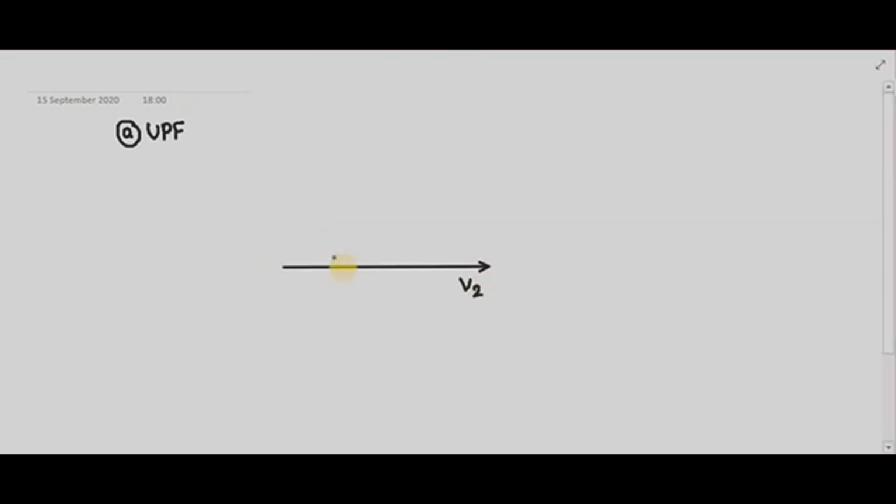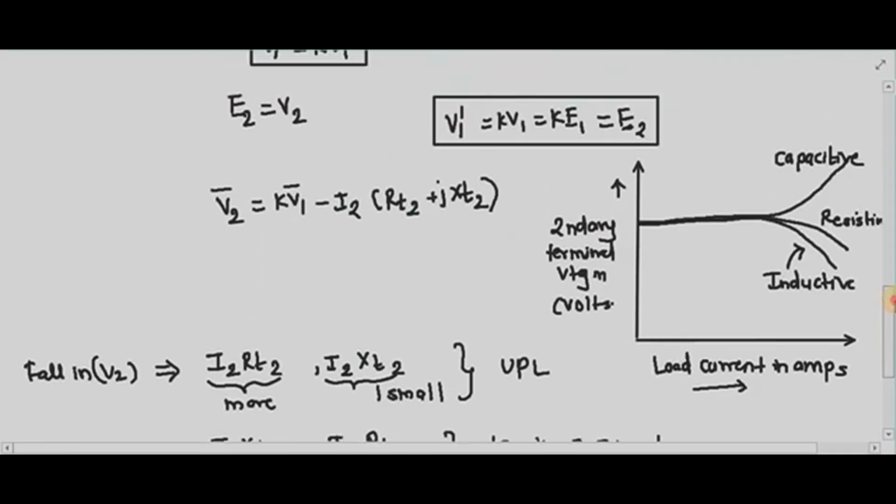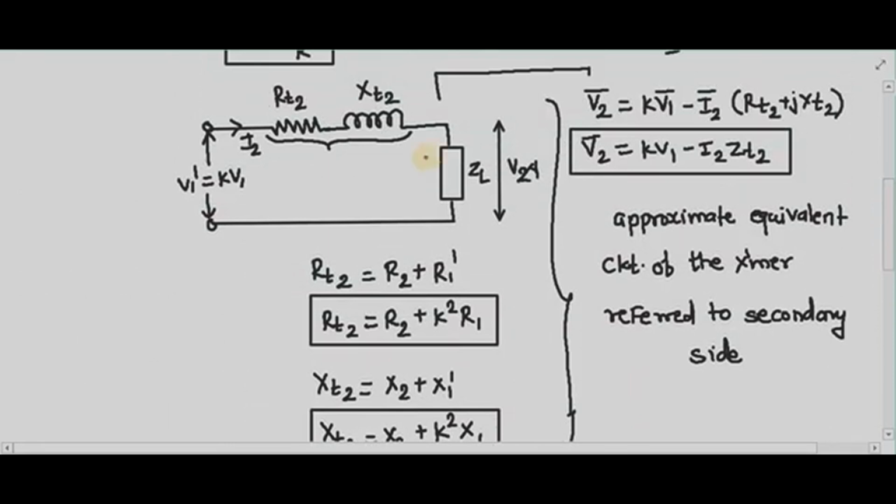As my load is resistive, the current is in phase with the voltage. So the secondary current is in phase with the secondary voltage. Due to this current, now come to the approximate equivalent circuit of this circuit. Now according to this circuit, I will draw the phasor diagram. V2 I will take as a reference vector. Which type of load is connected here? Resistive load. So my I2 will be in phase with V2.